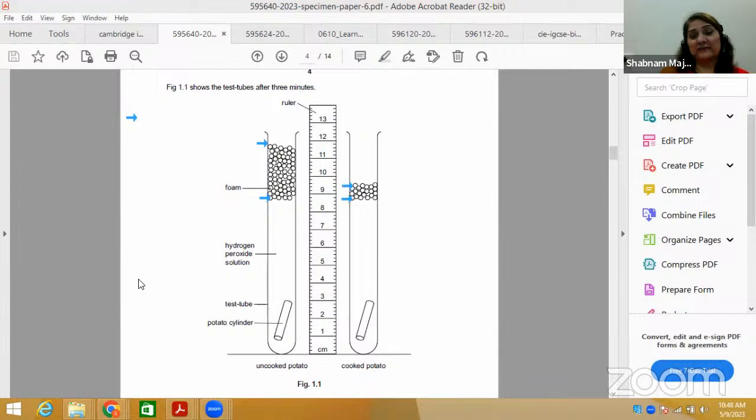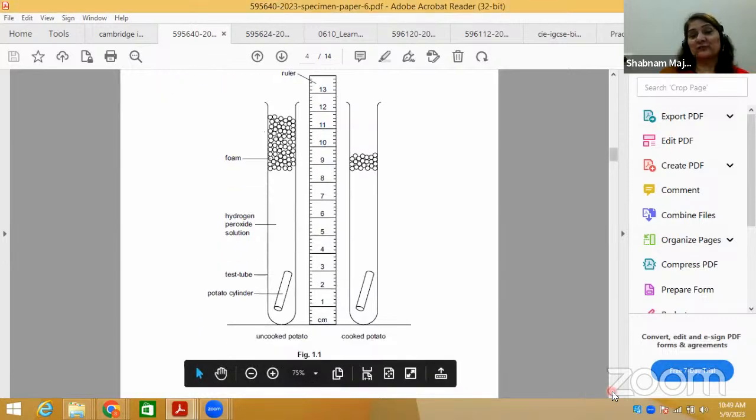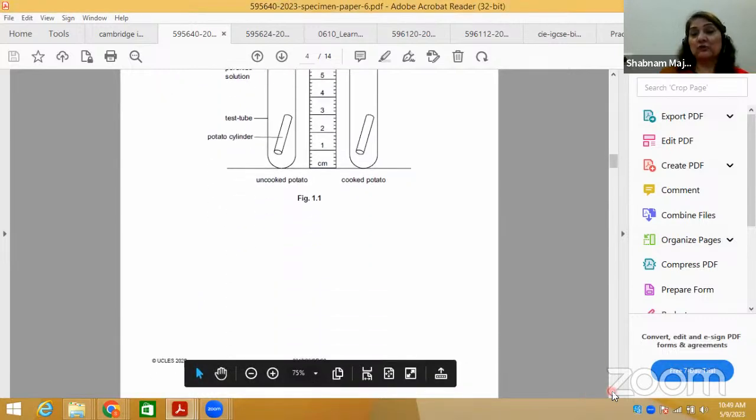And this is a ruler given. Hydrogen peroxide, this solution, this is the test tube, this is the potato cylinder. This is uncooked on the left side and cooked on the right side. So if you just focus and read very carefully the information provided with the apparatus, then you can answer the question. Otherwise, it is very difficult for you to answer the question.